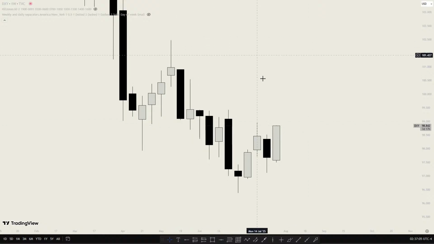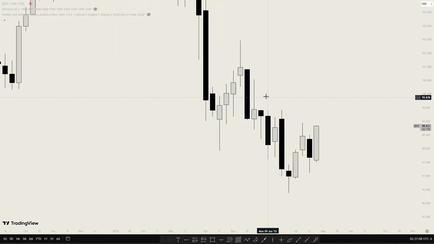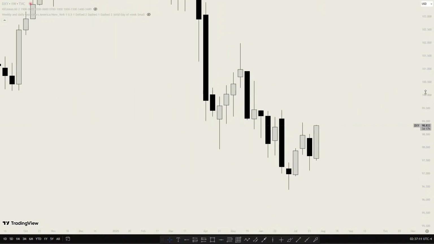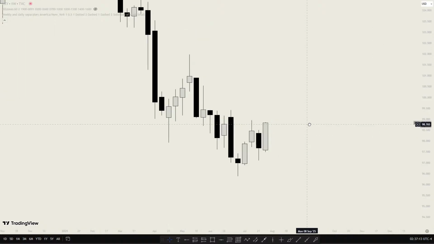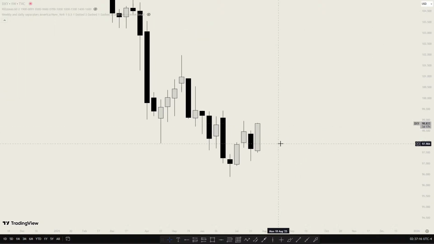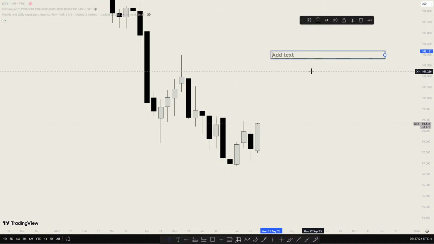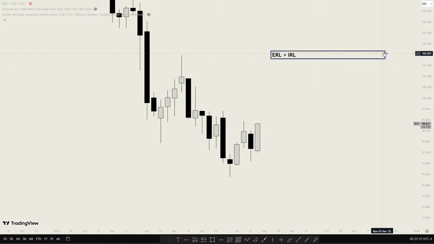Now this is the weekly time frame, and to analyze the weekly time frame is very, very simple. The first thing you have to look at is internal external range liquidity. You use this method to identify the direction of the market. So you can use internal range liquidity to external, or external range liquidity to internal range liquidity. So this concept will help you identify the likely direction of the market.